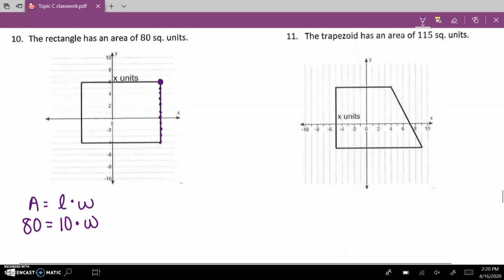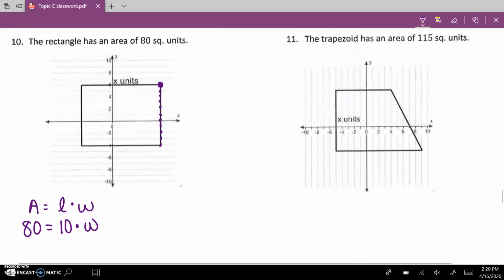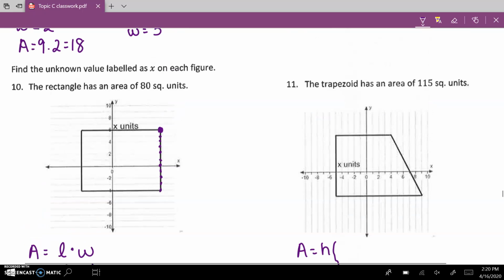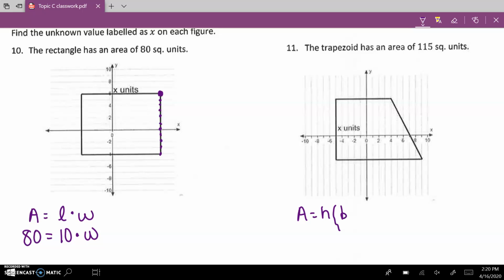The same thing with number 11. I would say number 11 is a little trickier because of that dividing by 2 in the formula. Remember, the formula is the height times base 1 plus base 2, and then divided by 2. So you're going to have to undo this division by 2 first on both sides once you've plugged in for everything, and then distribute, and that's pretty much smooth sailing from there.